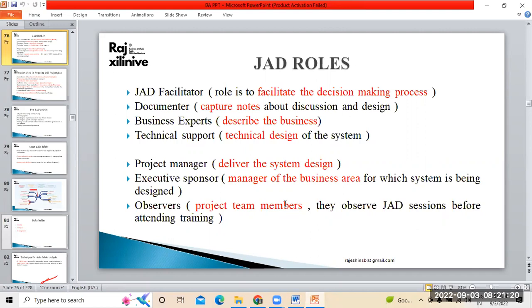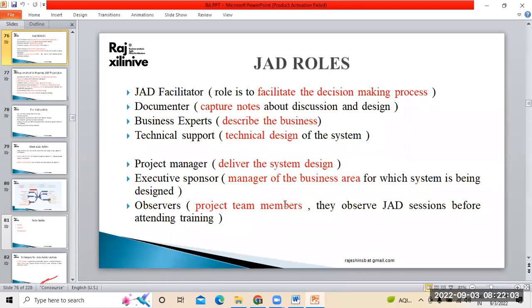The second reason for the documenter to capture the notes about the discussions and the designs is that it acts as a reference document. It will be used as a reference manual when you are giving this to the technical team, because whenever people start working on it, they need to know what was discussed, what was accepted, what was rejected, and which was deferred and kept on hold at that point in time. It may not be possible to remember and recollect all of this.